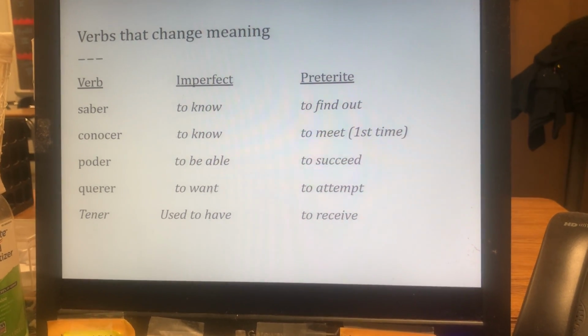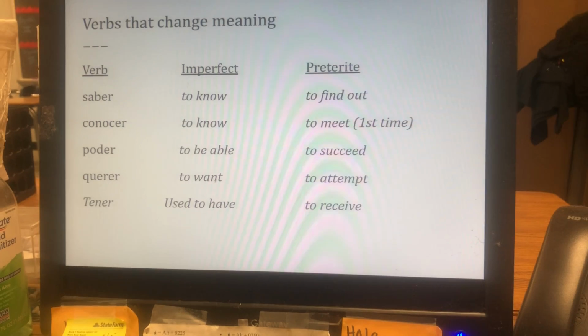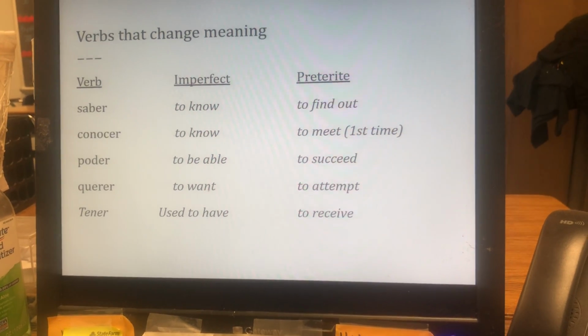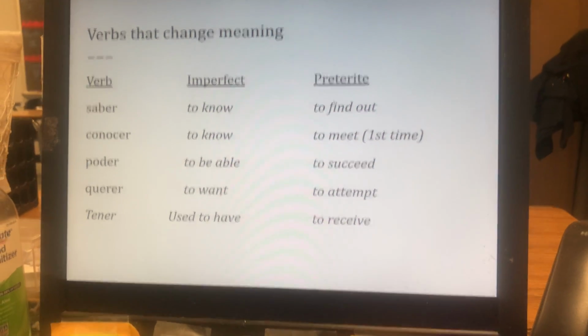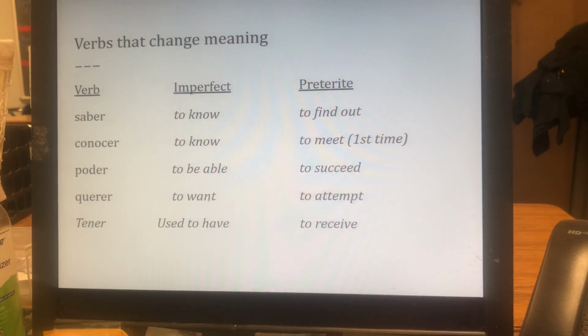So if I said sabía la verdad, it's I knew the truth. But if I say supe la verdad, it's I found out the truth. And those are totally different contexts. So you want to make sure you use it properly.